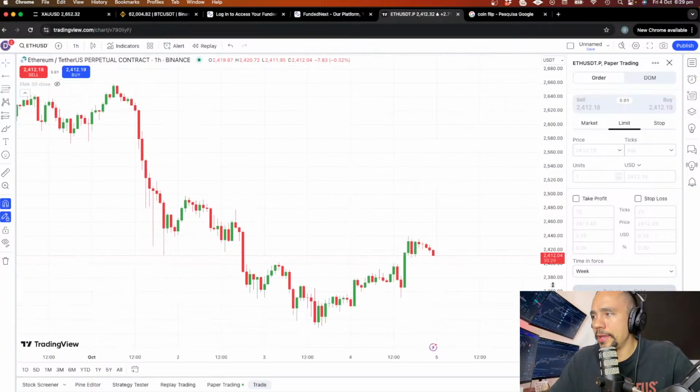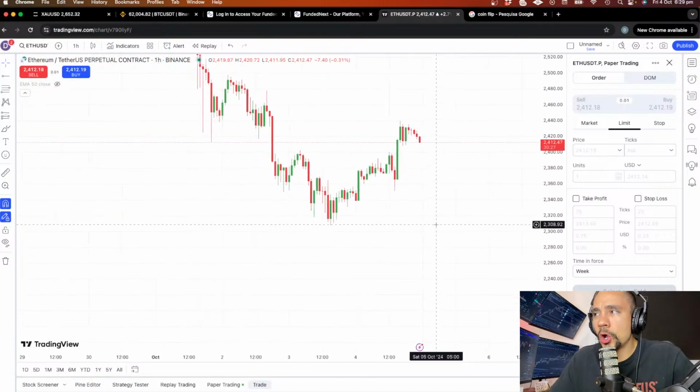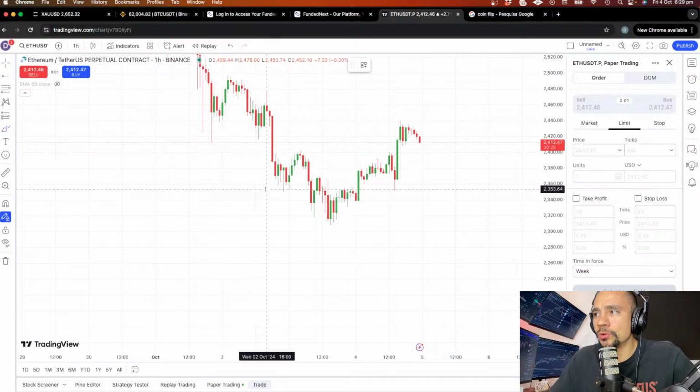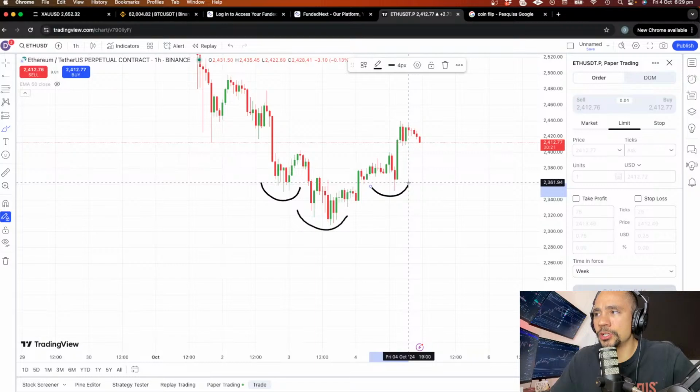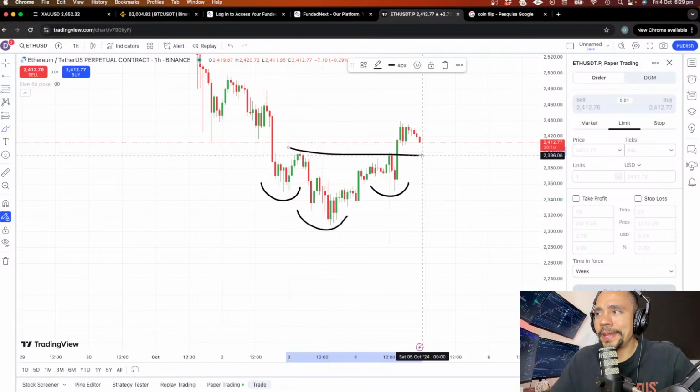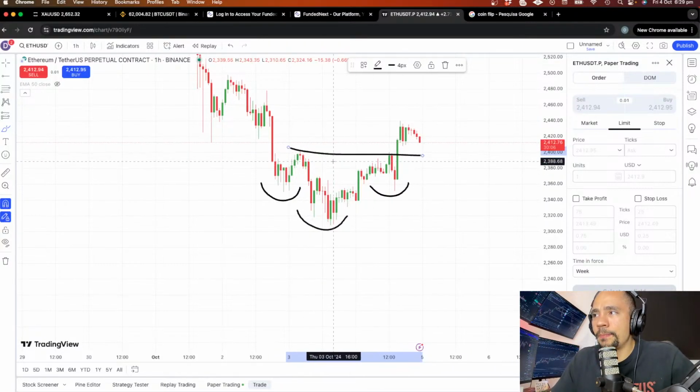This here is a pattern that we call head and shoulder. This would be the shoulder, this is the head, this is the other shoulder. This here is what we call the neckline. So imagine this is a shoulder, head, and a shoulder, and this would be the neckline. There is a higher chance of the market going up than down when we break the neckline.